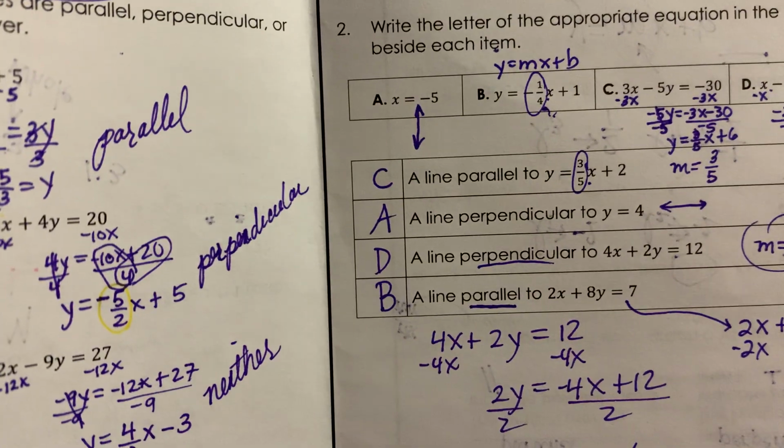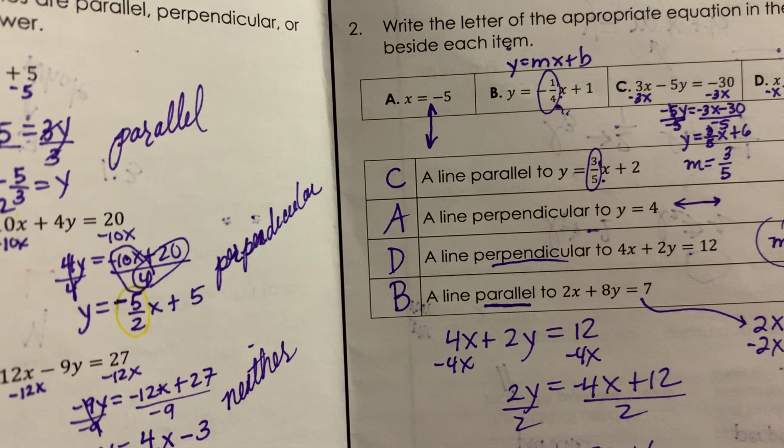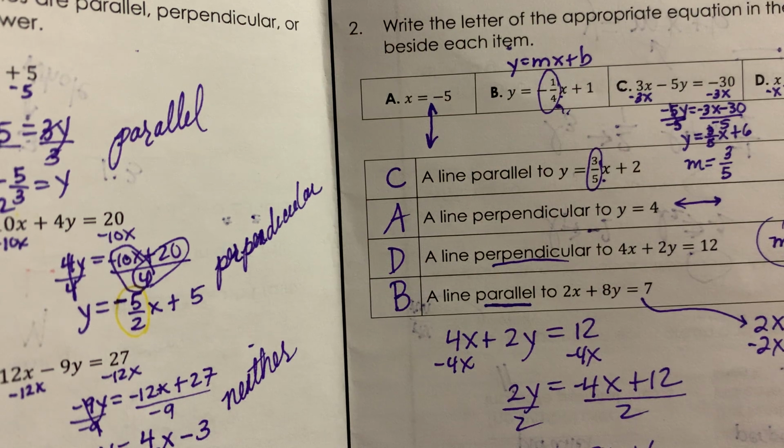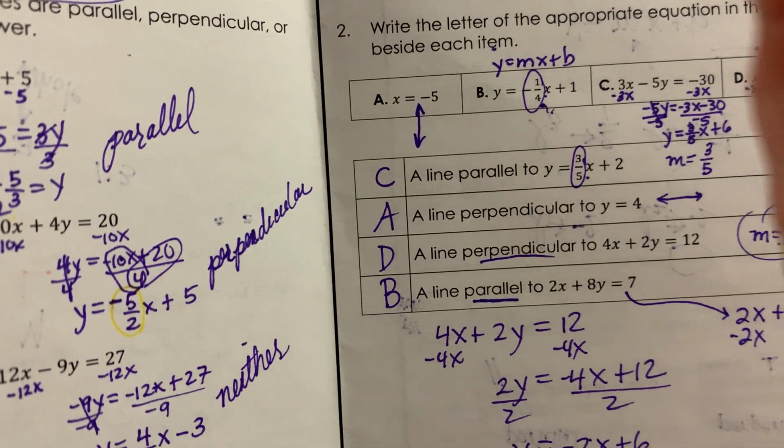So parallel lines have the same slopes. Perpendicular lines have slopes that are opposite in sign and reciprocals of one another.